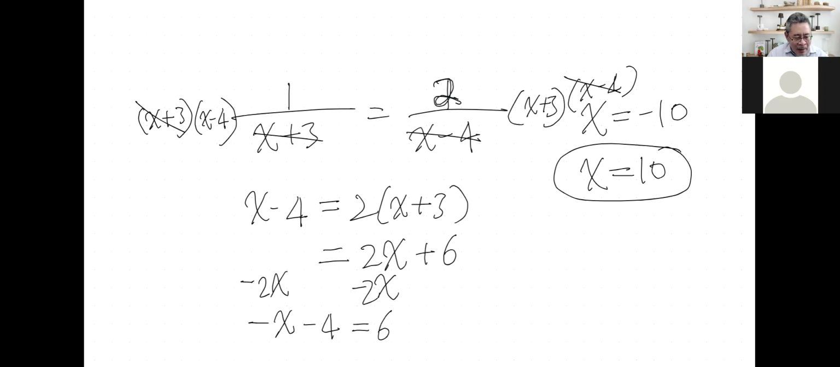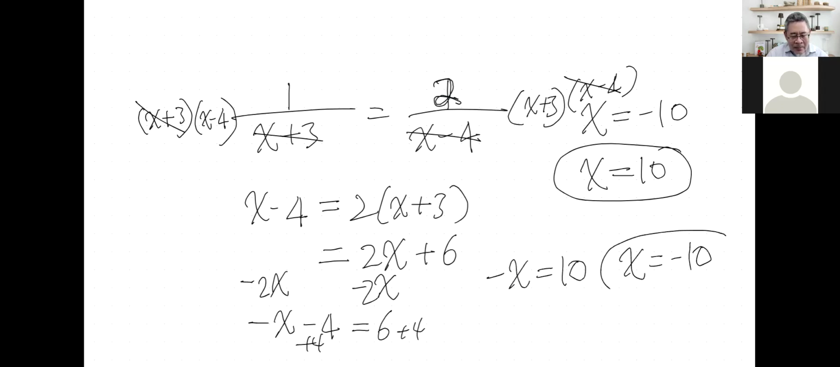Yep. Then add 4 on both sides. Then we got negative x equal 10. Well, which means x is equal to negative 10, right? Oh, okay. So I just didn't give the negative to the 10. I got negative x equals 10. Right. Negative x equal 10 is the same as x equal to negative 10, right?